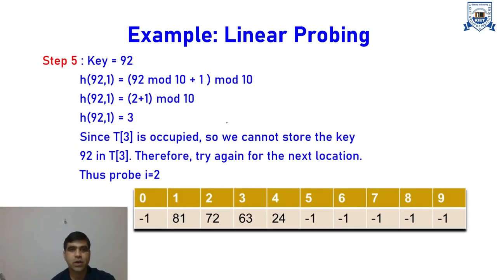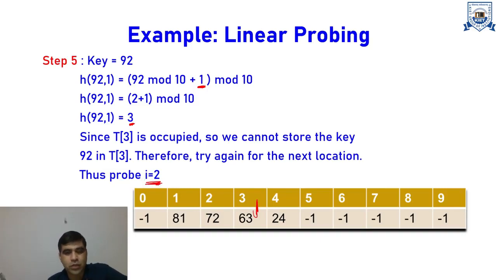See this, now instead of this, we have the 1. We have 1 because this is the second probe. Initially I was 0, now it is the second probe, so it is 1, right? So next the calculated value will be 3. Now again we go to 3, and 3 is already occupied by 63, so again a collision is there. So we will again apply the same formula with the probe value I equal to 2.